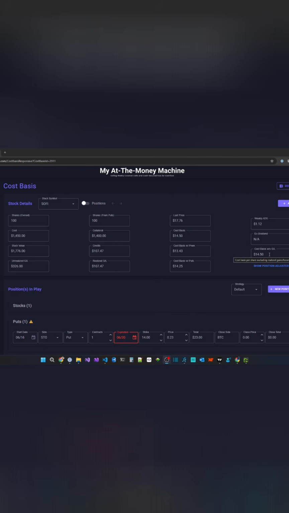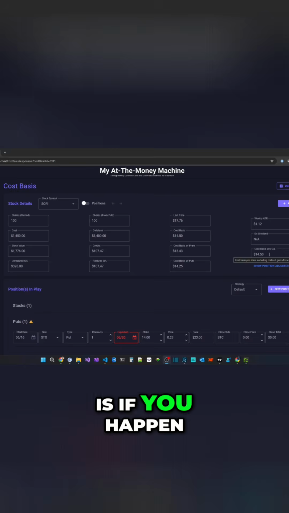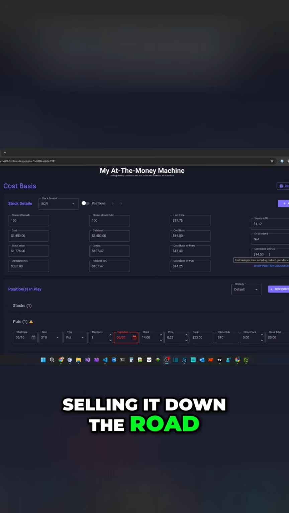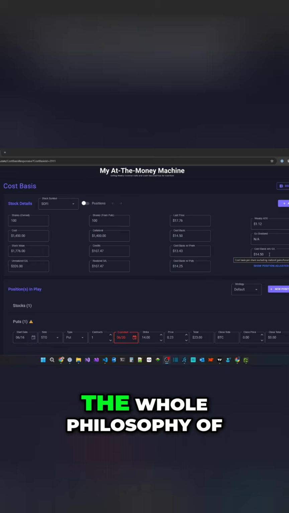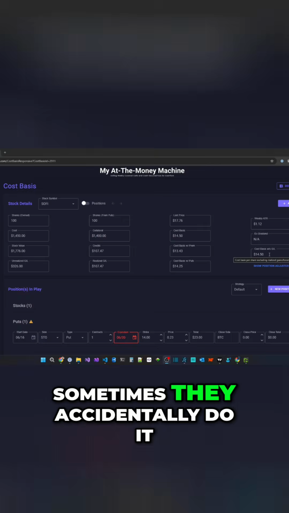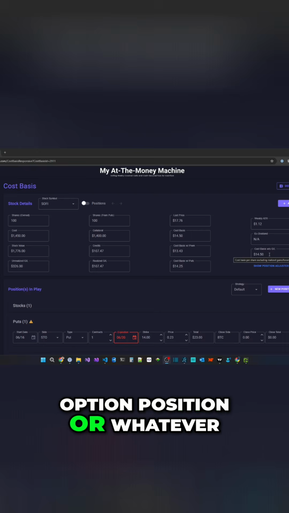So something that can really jerk around the numbers is if you happen to buy a stock for like $50 a share, but you end up selling it down the road. And I know this goes against the whole philosophy of never selling below your cost basis, but it happens. People do it. Sometimes they accidentally do it and they didn't mean to because they can't get out of the option position or whatever the case may be.